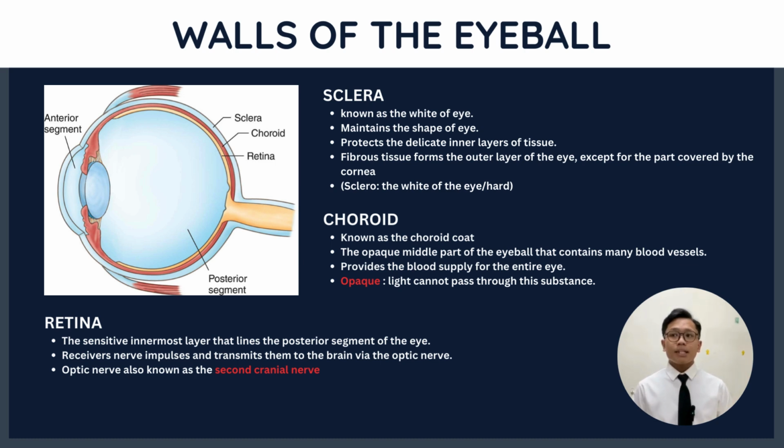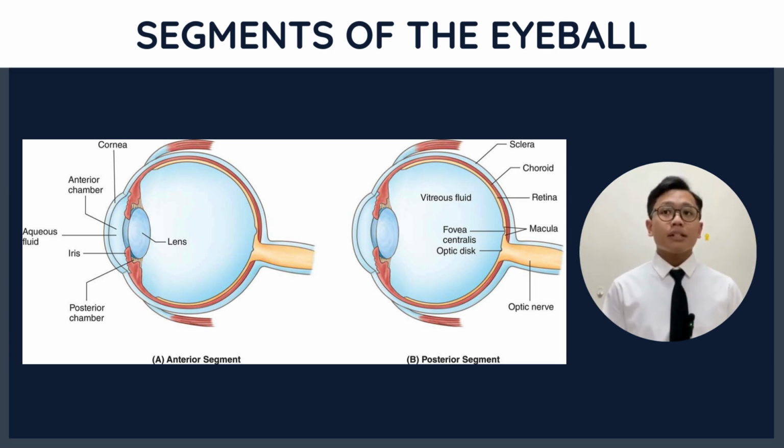Next is retina. Retina is the sensitive innermost layer that lines the posterior segment of the eye. It receives nerve impulses and transmits them to the brain via the optic nerve. The optic nerve is also known as the second cranial nerve. So these are the segments of the eyeball. They are the anterior and posterior segments.